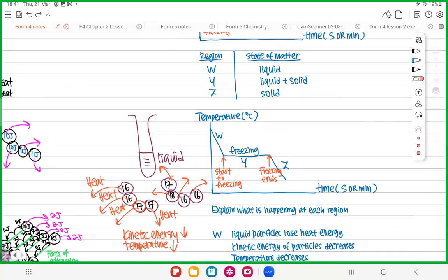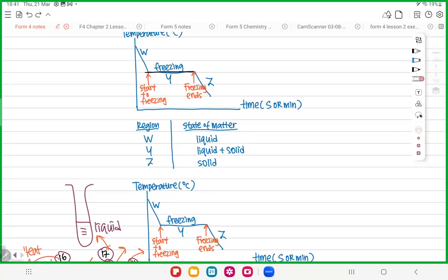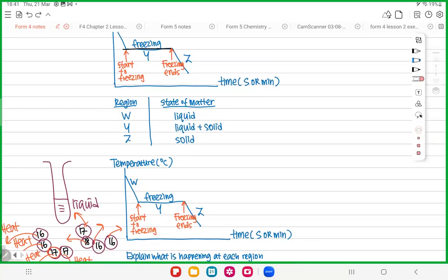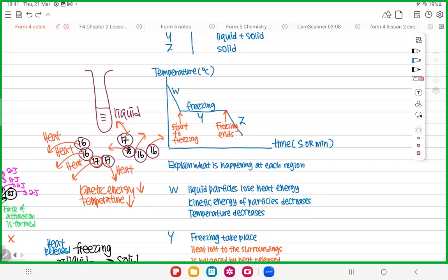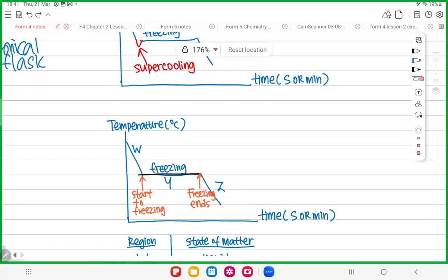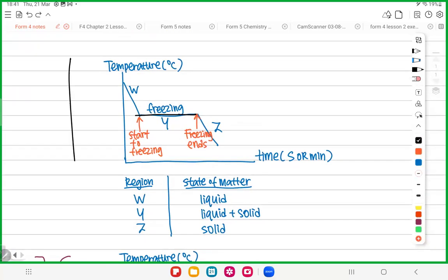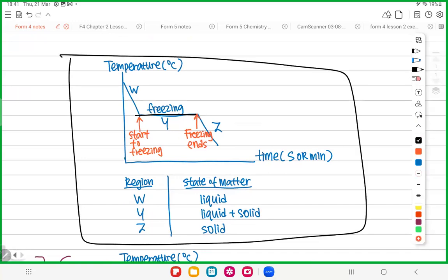Now let me show you one more last thing. Now we need to explain what is happening. But before that, are you okay with this concept? Are you okay with which region has which state? Are you okay with this?